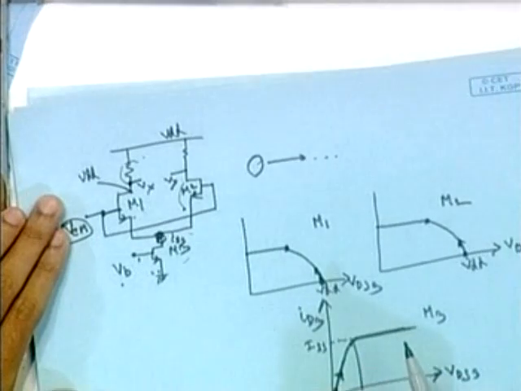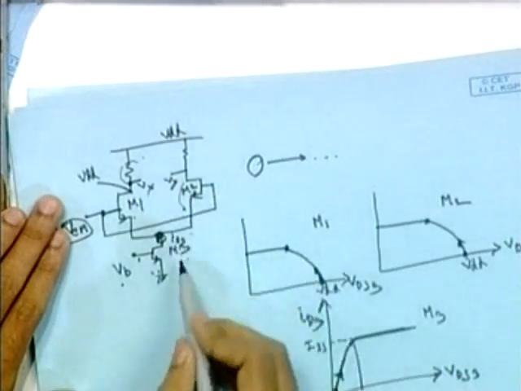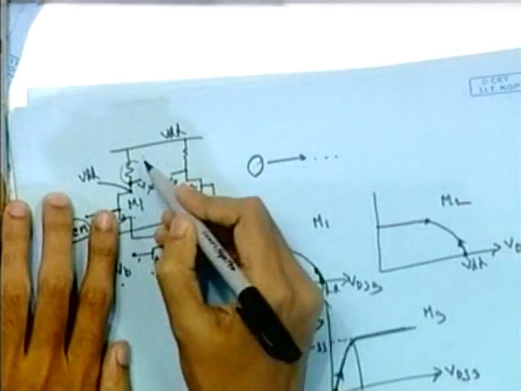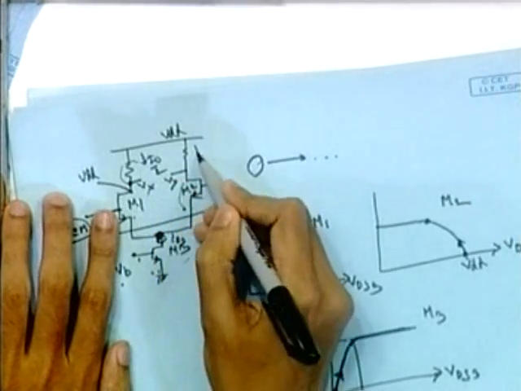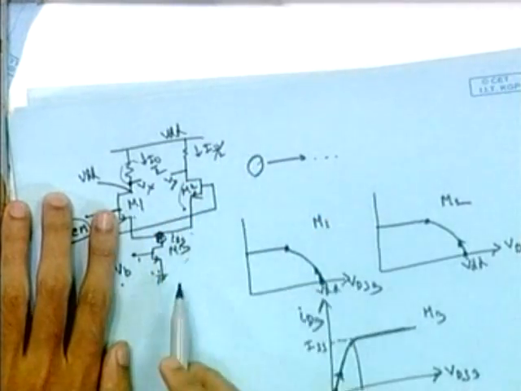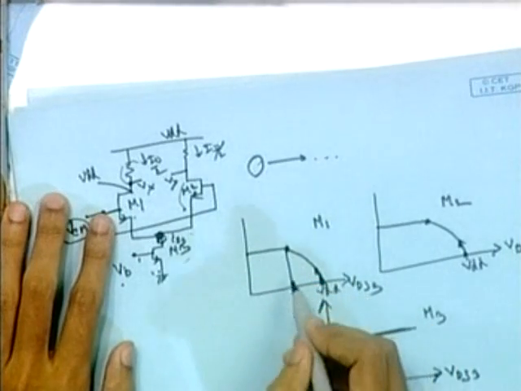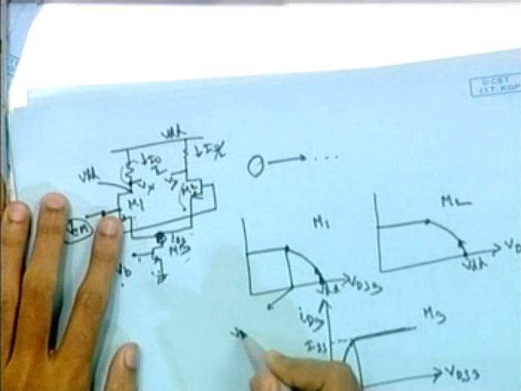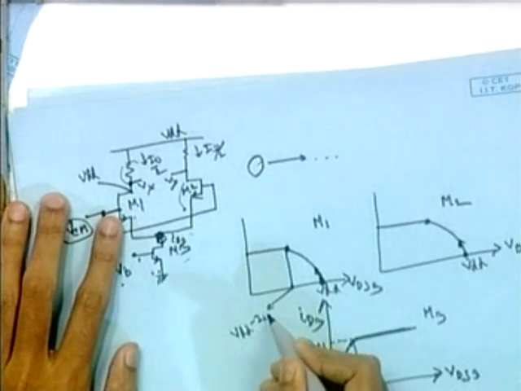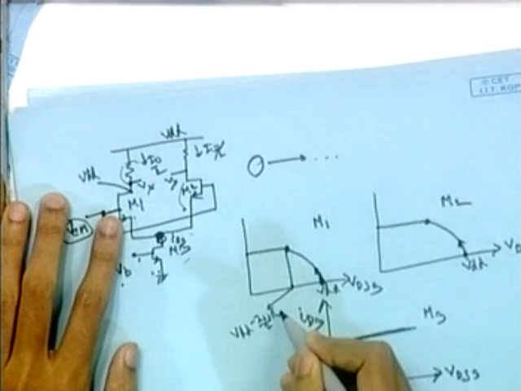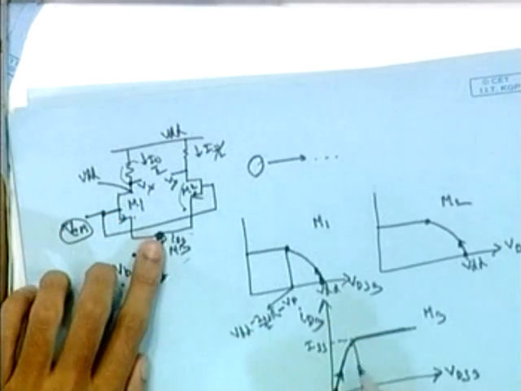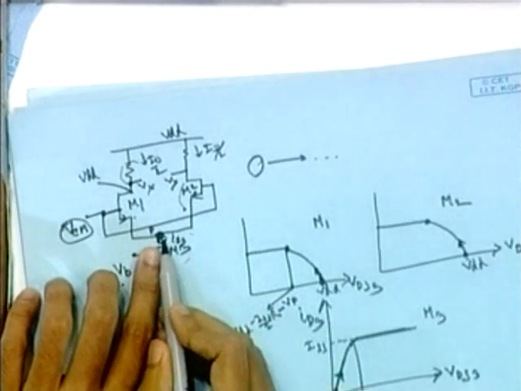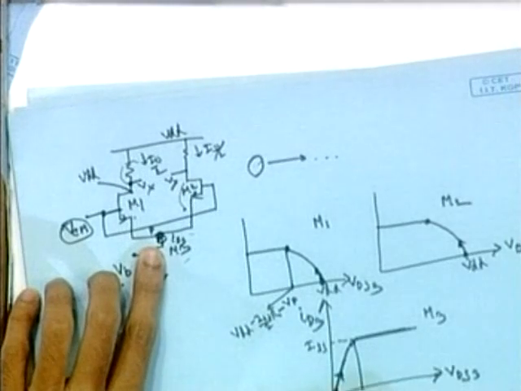Okay, so what is the current? This current is ISS, and we are considering a perfectly matched branch. So ISS by 2 will be flowing through this, ISS by 2 also flowing through this. So this particular point will be VDD minus ISS by 2 into R, minus VP. What is VP? VP means, call this point as P. So the voltage at this point is this much.